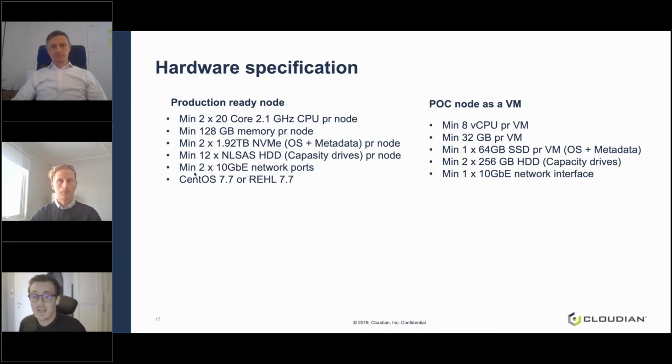So we deliver this as a VM, a predefined template, and the requirements are minimum 8 vCPUs per VM. You need 30 gigs of memory, one virtual drive with 64 gigs of SSD for the OS and metadata, and minimum 2 times 256 gig capacity drives. Of course, you can add even more capacity drives and more SSD if you want to do a bit larger POC, but this is the smallest footprint. And in that case, it's enough with one 10 gig Ethernet if you don't want to split out the client traffic and the cluster traffic in the system.